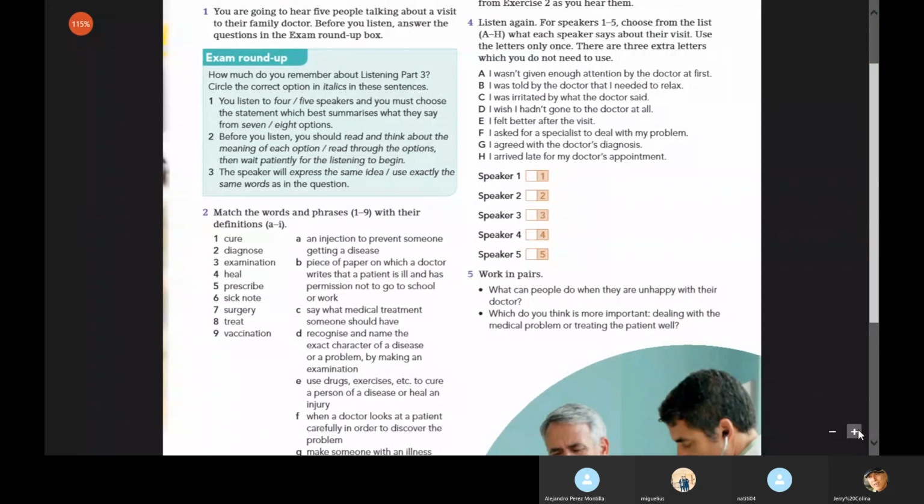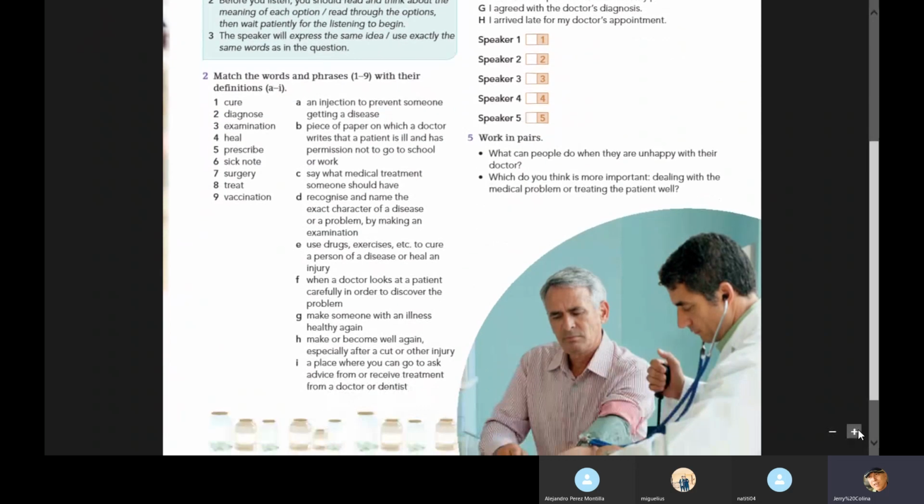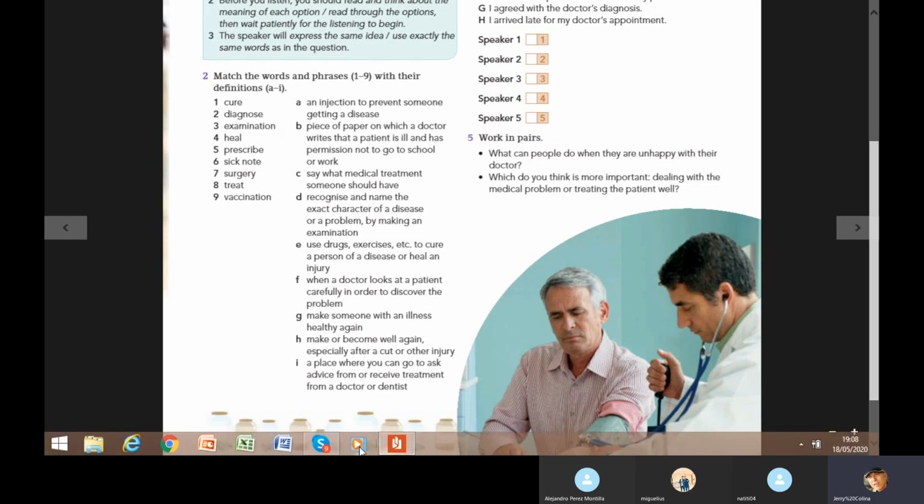Match the words and phrases 1 to 9 with their definitions A to I. And then you have a list of 9 words that maybe you know the meaning of, or maybe you don't, so you have to use your dictionary. Once you know the meaning of the word, you have to match it with the corresponding definition, A, B, C, etc. I'm going to give you some minutes to finish this exercise, and then I will check the answers.